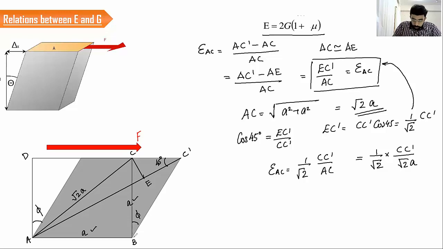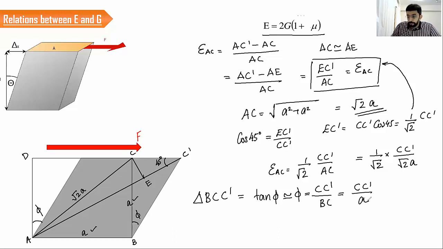Kindly look at the triangle BCC'. In the triangle BCC', if we take tan phi, which is approximately equal to phi, it's a very small deformation happening in the shape, which is nothing but CC' divided by BC, which is equal to CC' divided by A. That is available here. So how can we rewrite the equation for the strain in the diagonal AC?